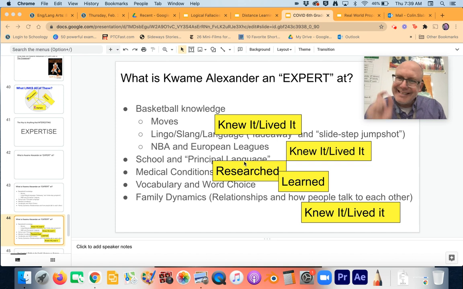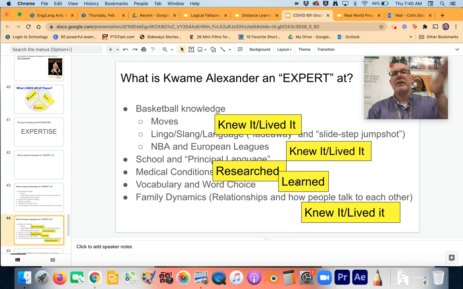Medical conditions. I doubt Kwame Alexander is a doctor, so what did he do? He went and researched. He went and looked, like, what are some conditions that basketball players deal with, right? Maybe he has it. I don't know, but definitely it looks like he researched some stuff. Vocabulary and word choice. You notice that he actually looked up words. That's why he was doing those definitions. So he learned a bunch of new words that he could use, and he used them.